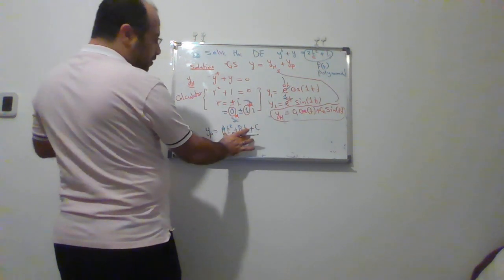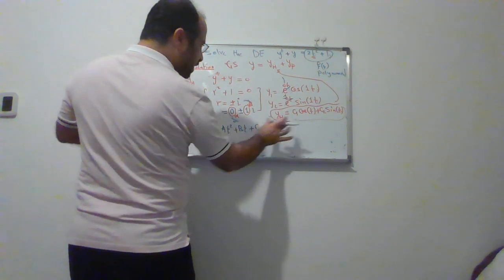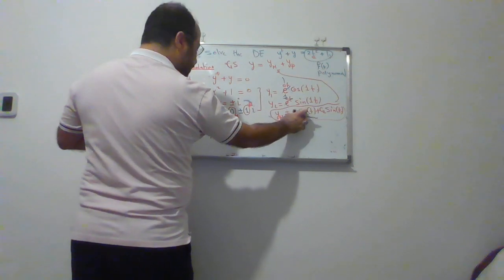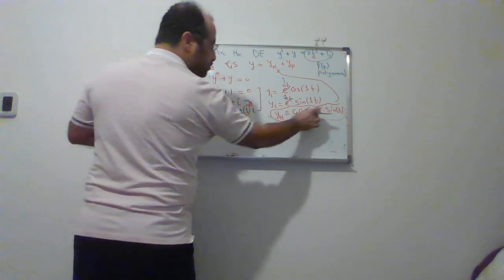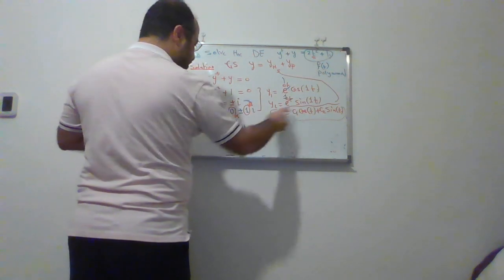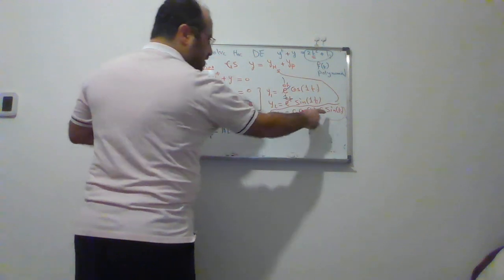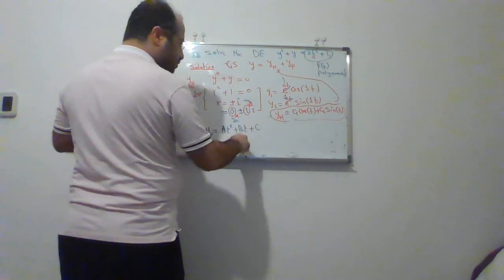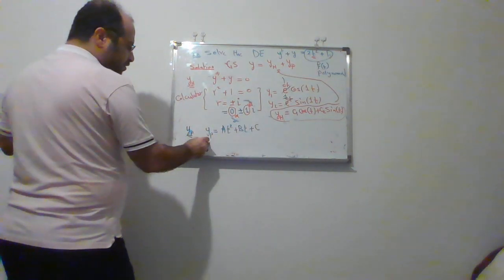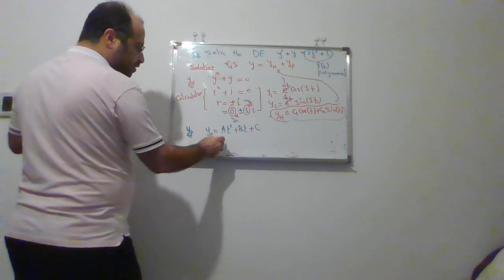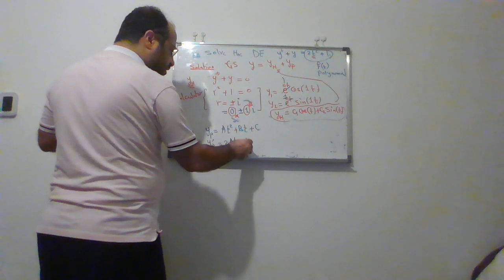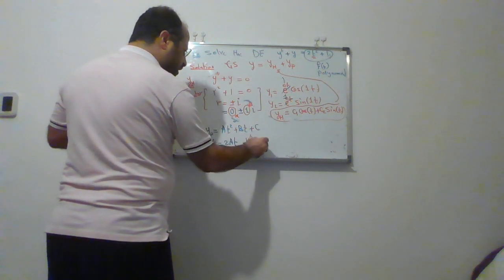Now you compare that with that. Is cosine independent from t? Each term should be different from each term here, right? Cosine is different from t squared, different from t, different from c. Sine is different from t squared, different from t, different from c. For this reason, this choice will work. Then you need y particular prime, which gives 2at, and y particular double prime, which gives 2a, right?